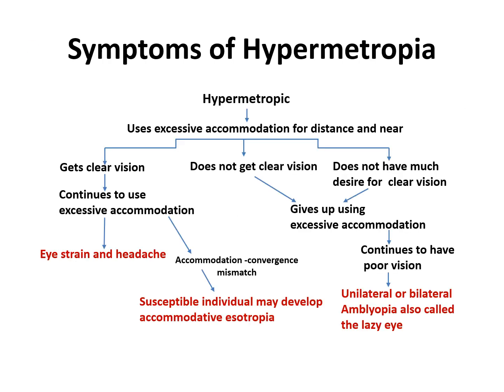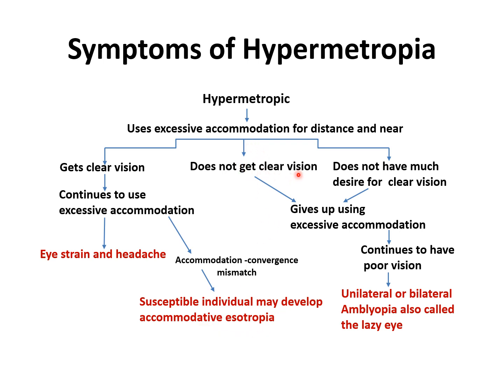Let us try to understand the symptoms of hypermetropia. A hypermetropic individual uses excessive accommodation for distance and near. If he gets clear vision on using excessive accommodation, he continues to use excessive accommodation. As a result, he develops eye strain and headache. And this accommodation convergence mismatch in a susceptible individual develops accommodative esotropia.